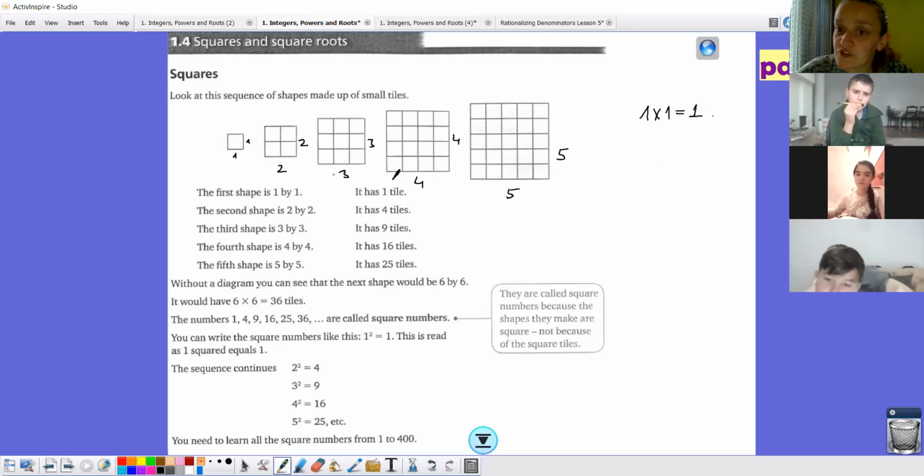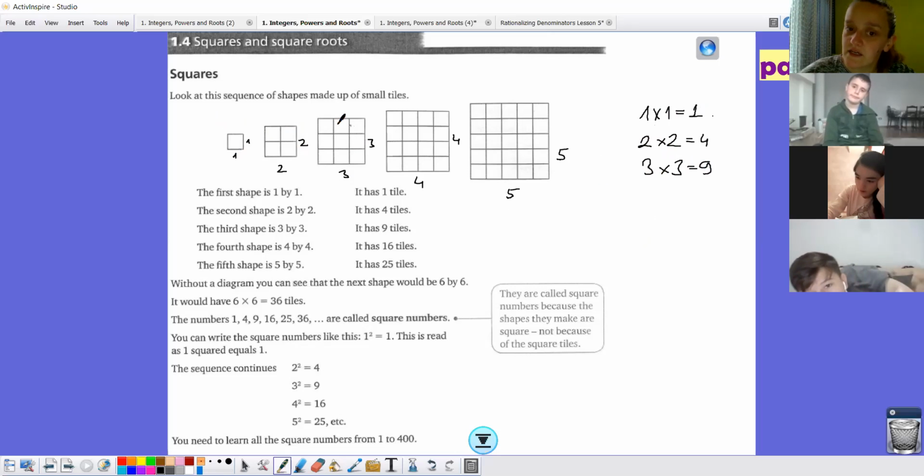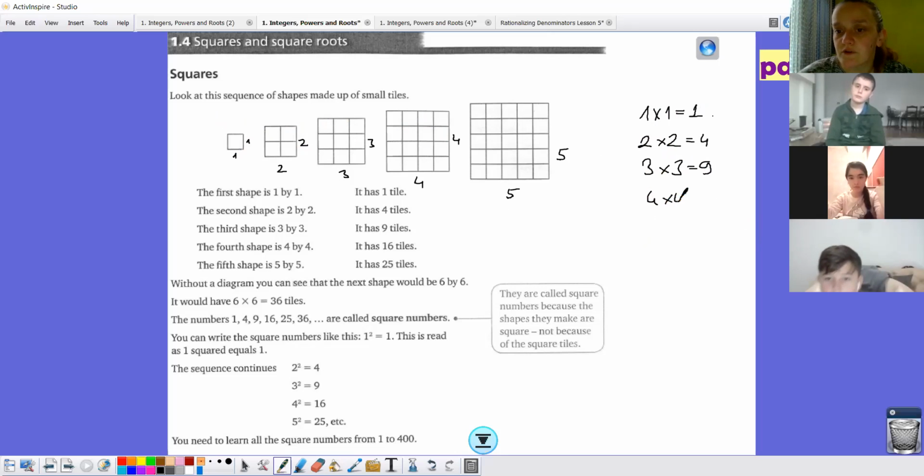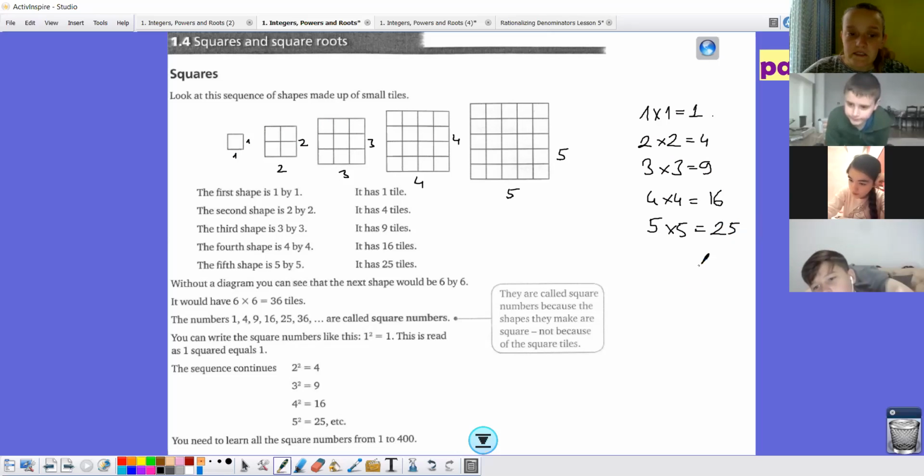The second one, 2 times 2, which is 4. So I have 4 small squares here, yes? In the third one, I have 3 times 3, which is 9. So I have 9 small squares. The fourth one, I have 4 times 4, which is 16. In the fifth one, I have 5 times 5, which is 25.